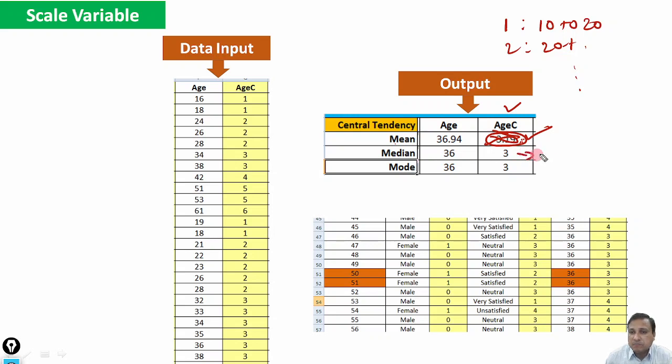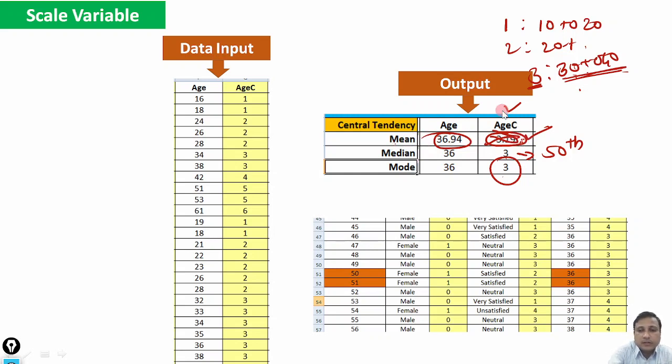Median, that's fine. A respondent who stands at the 50th position lies between the age group of 30 to 40, because code 3 is the code assigned to the 30 to 40 age group. Mode is 3. Most of my respondents lie in this group, 30 to 40. That's fine. But if you have the scale variable, arithmetic mean will work here. If you have the categorical, coded variable, then mean will not work here.